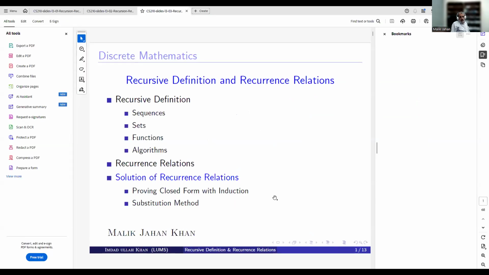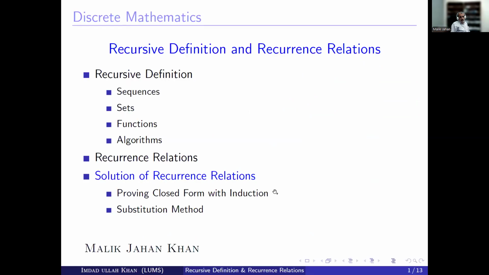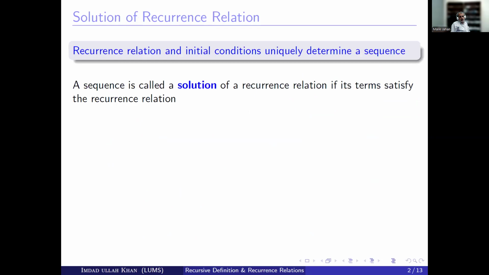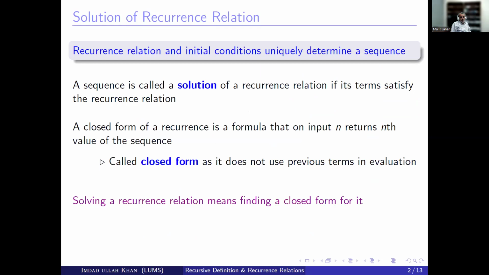So now we are moving to the last part of today's discussion, and that is solving recurrence relations. Recurrence relations and initial conditions uniquely determine a sequence. A sequence is called a solution of a recurrence relation if its terms satisfy the recurrence relation. When we say closed form of a recurrence relation, we are interested in computing a solution which is not dependent on the previous terms. We need to derive a closed form from a recursive definition.